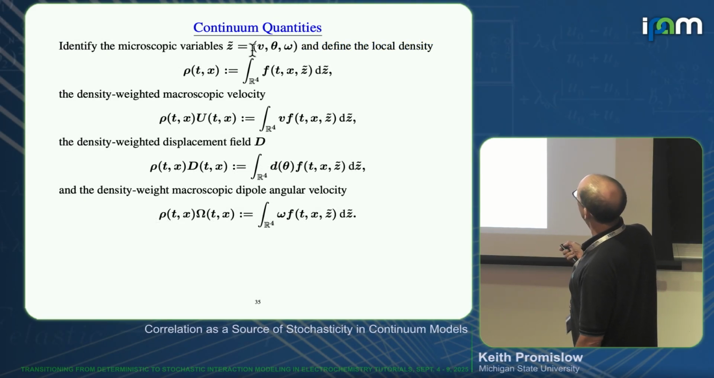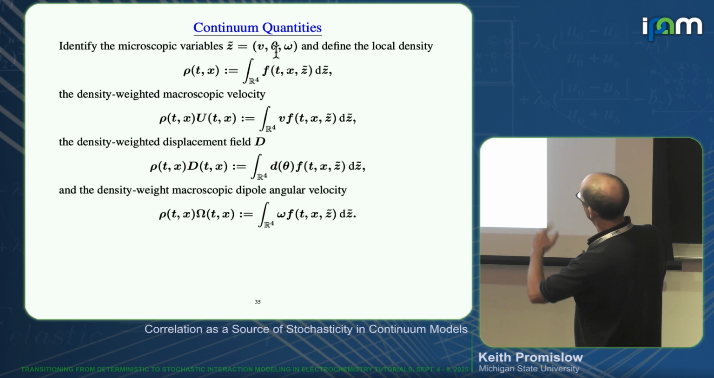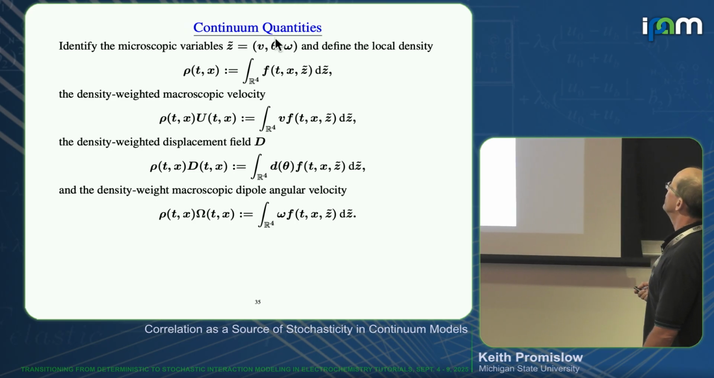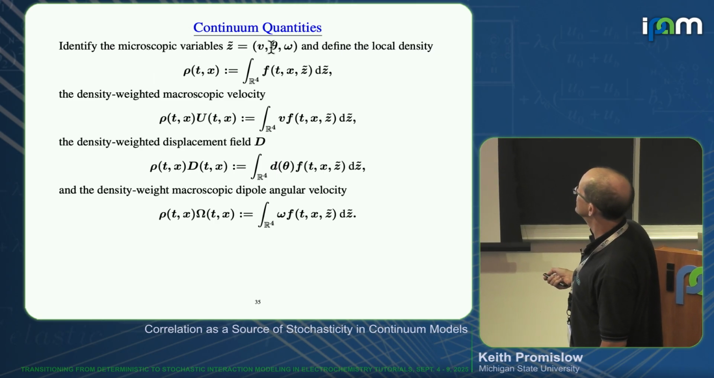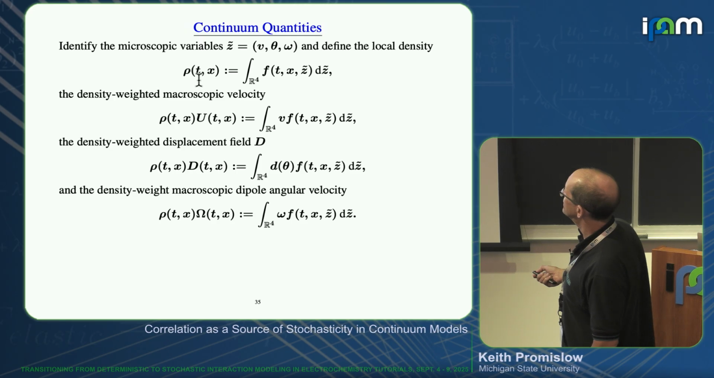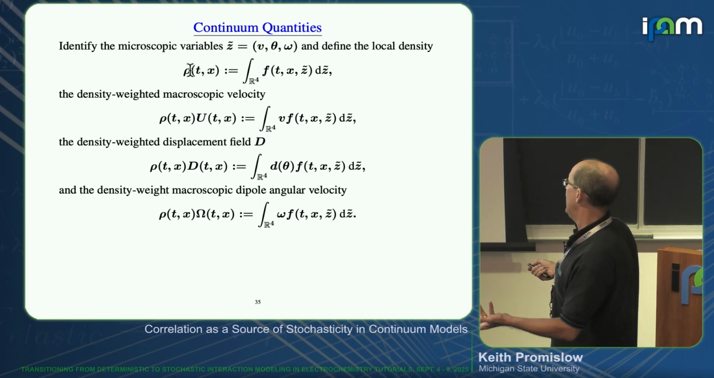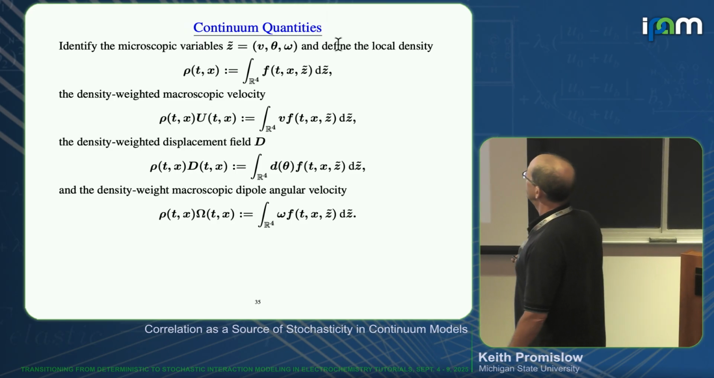What are the things I don't care about? I don't really want to think about the particle velocities. I don't really want to think about the angle of every particle, and I don't want to think about its angular velocity. So I'm going to integrate out these 4 variables and define these sort of marginals. Z tilde is the things I'm integrating out of. And so the density is a function of position and time, but not these other variables.